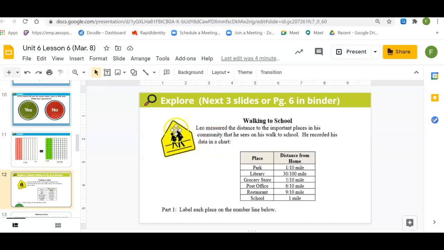Walking to school. Leo measured the distance to the important places in his community that he sees on his walk to school. He recorded his data in a chart. He's got several different places listed, like the park, which is 1/10 of a mile from his home. The library is 30 hundredths of a mile from his home. The grocery store, 5/10 of a mile. The post office, 6/10 of a mile. The restaurant is 9/10 of a mile. And school is 1 mile from his home. Okay. So we're going to go on to our next slide.